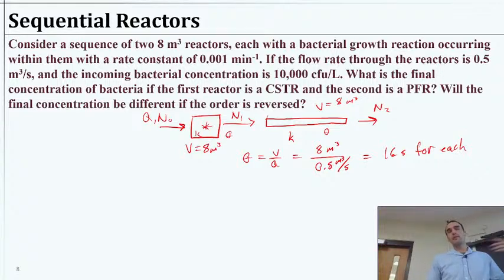Okay, so that's just kind of sketching it out a little bit up front. And then I have to start thinking about, okay, well, what's the scenario here? And we want to know what the final concentration of bacteria is at the end of the entire system. So we want to know what N2 is.